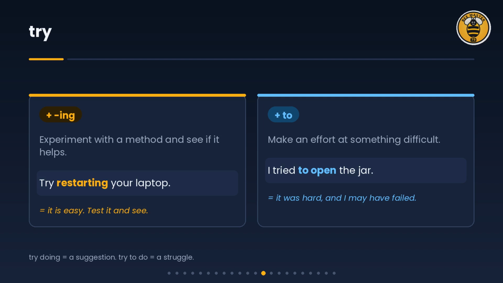I tried to open the jar. That is effort against difficulty, and it often implies failure. So, try doing is a friendly suggestion. Try to do is a struggle.